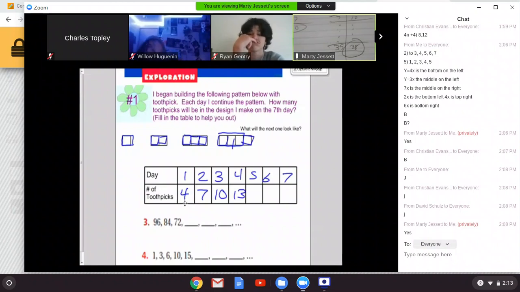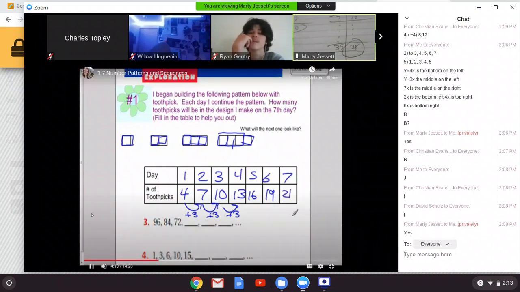So the 4th day is 13. I can also look at my table here and say, how do I get from 4 to 7? That's going to be plus 3. To get from 7 to 10 is plus 3, 10 to 13 plus 3. So I can tell that my pattern is to add 3 each time. So 13 plus 3 is 16, plus 3 is 19, plus 3 is 21.